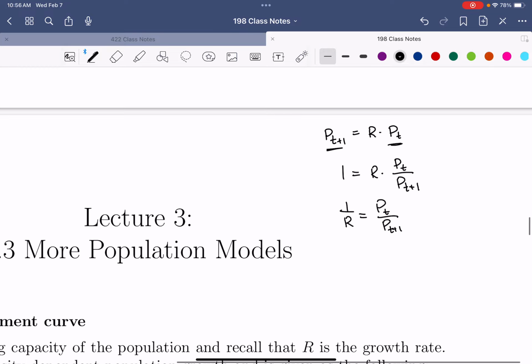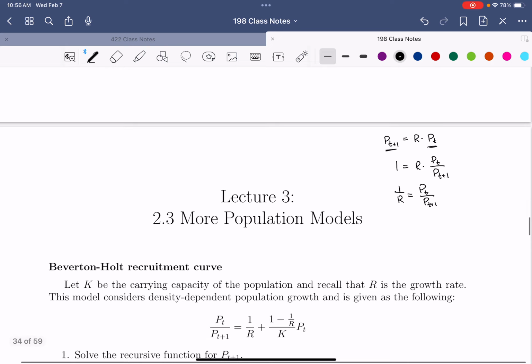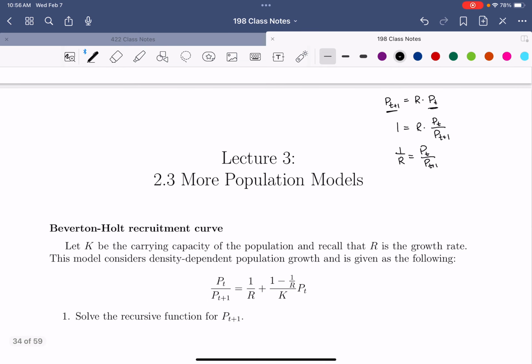Now, when you look at our notes for this one, you'll notice that if I flip this around, this is P_t over P_{t+1} equals 1 over R. Okay, and that was density independent, right? The parent to offspring ratio is not based on how many individuals are in the population. So how big your population is does not affect how fast things are growing.